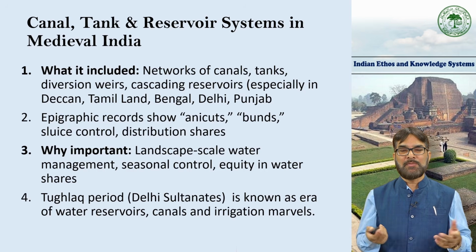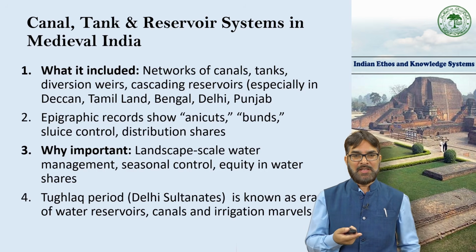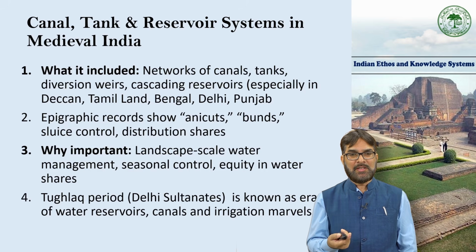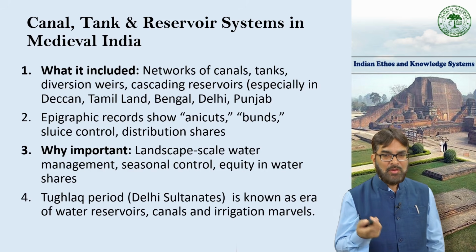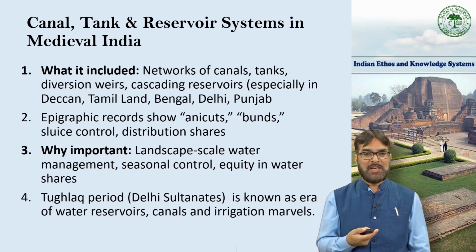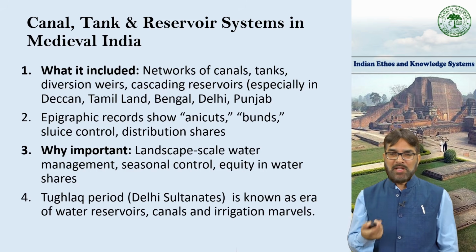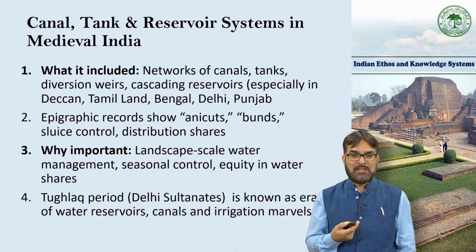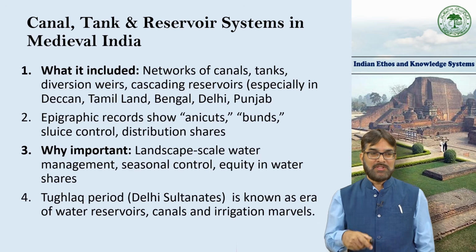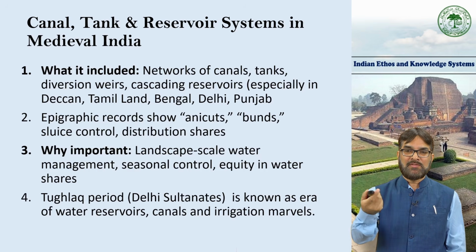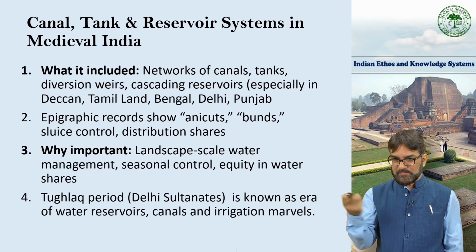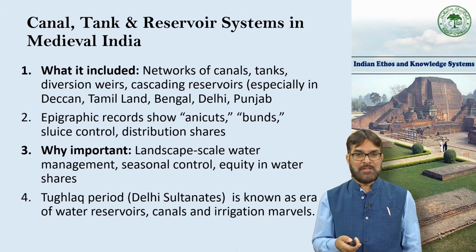Canal, tank and reservoir systems in medieval India: networks of canals, tanks, diversions, weirs and cascading reservoirs, especially in the Deccan, Tamil land, Bengal, Delhi, Punjab. Epigraphic records show that bunds and control mechanisms for flood water were available. And why is it important? Because of landscape-scale water management, seasonal control, equity in water shares. The Tughlaq period in the Delhi Sultanate is known as the era of water reservoirs, canals and irrigation marvels. But it doesn't mean that such facilities were not there before the Tughlaq period. Sudarshan Jheel, one of the very important jheels during the Mauryan period, was made during the time of Ashoka and Chandragupta Maurya. So, we have long traces of canal and irrigation development.